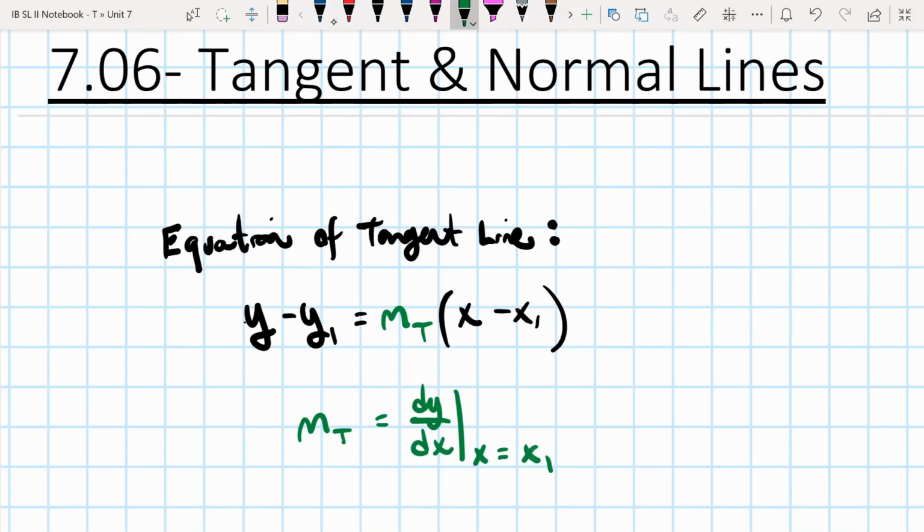Okay, so the way we evaluate the equation of a tangent line is we start by finding a coordinate point. That's what x1 and y1 are. It's a coordinate point at some point in the function. And then m sub t is the value of the derivative at that coordinate point. So you find the derivative and then plug in the given x value.